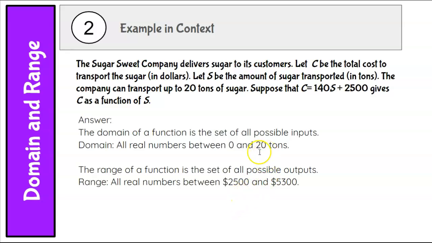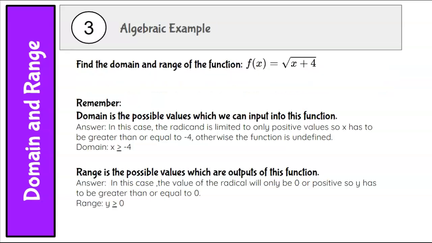And then 20 tons is my maximum amount of sugar. So if I put 20 in here and I do 140 times 20 plus 2,500, I get $5,300. That's the most amount of money that it would cost them. And again, it's all real numbers because our domain, our inputs, could have been like fractional decimal parts of tons. And so our cost is also going to be fractional decimal parts of money. So it'll be all real numbers. If it can't be fractions, it would be integers.